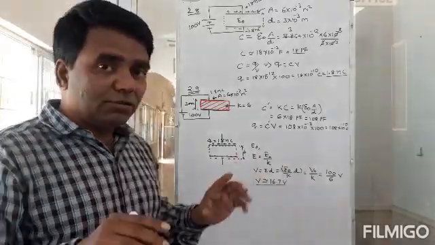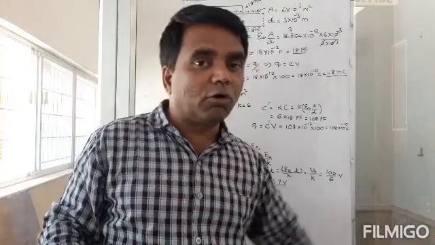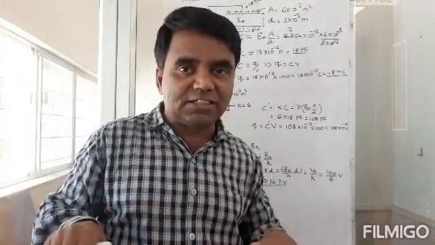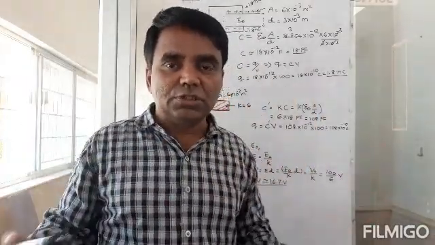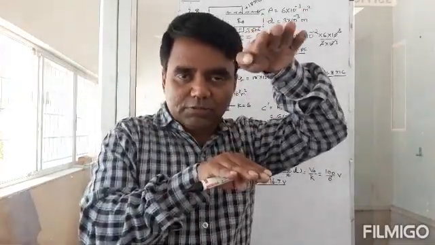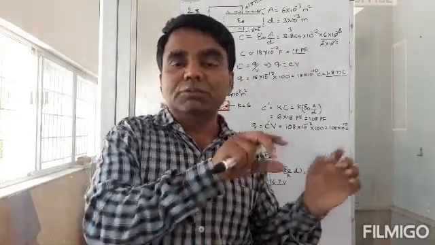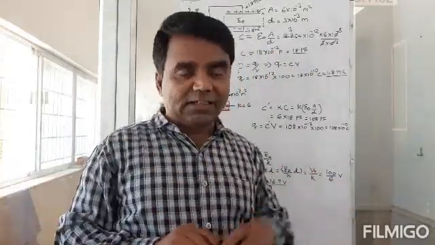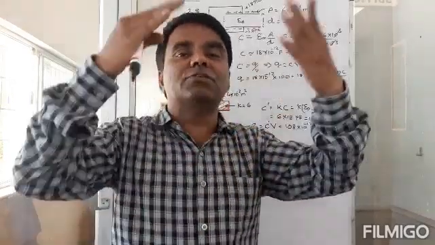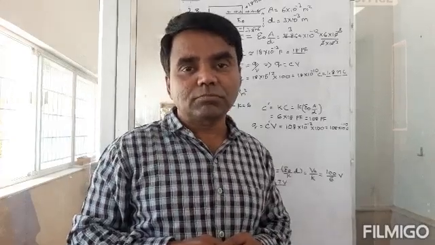But here, you first charged and removed the battery. The battery is no longer involved. The charge remains the same. It's not going to change. So you put a dielectric material, the voltage across the plates of the capacitor comes down, and you remove the dielectric material. Then the voltage goes back to 100 volts. Hope this is clear to you.